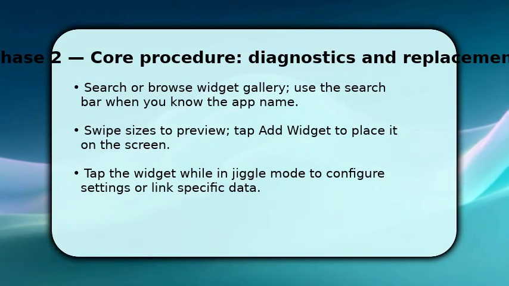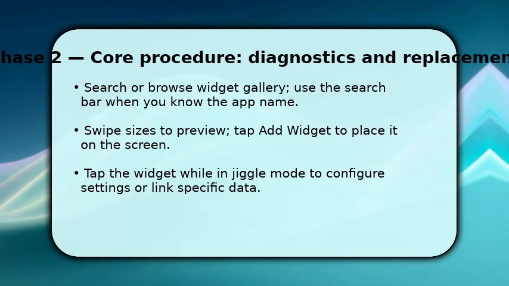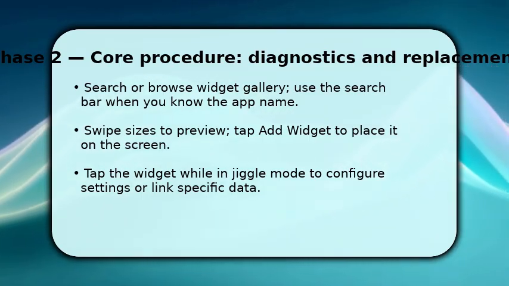Next, you choose and configure the widget itself. In the gallery, search or browse to find the app you want. Swipe to preview available sizes and content. Tap Add Widget to drop it onto the home screen.